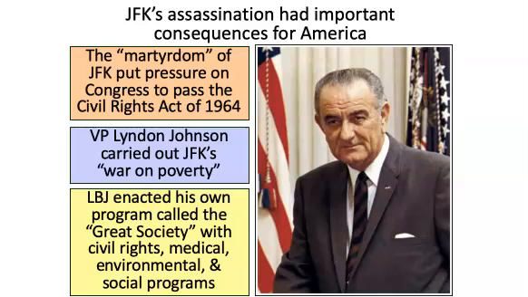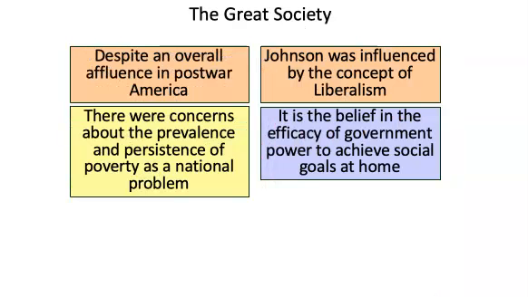Now, this assassination, though, the martyrdom of JFK, is going to put pressure on Congress. And in 1964, Congress is going to pass the Civil Rights Act. And Lyndon Johnson is going to carry out JFK's War on Poverty. Eventually, he's going to enact his own set of programs called the Great Society. That's going to have civil rights laws, medical care, environmental issues, and social programs all tied up in this.